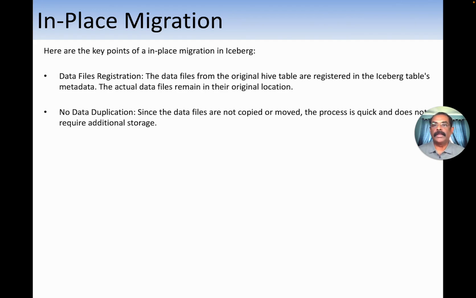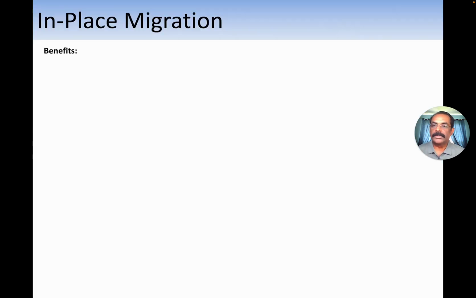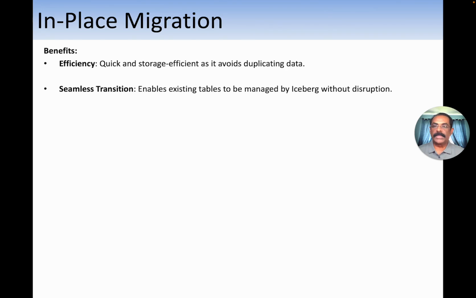But if you want to migrate from HDFS to Ozone, or you want to move into different locations, then you need additional storage. But in this in-place migration, you don't require any additional storage. And as soon as you do in-place migration, Iceberg allows you to do time travel, schema evolution, ACID, without changing any physical data. So it's just like flipping Hive to Iceberg. Okay, so the quick benefits: quick and storage efficient as it avoids duplicate data, and seamless transition.